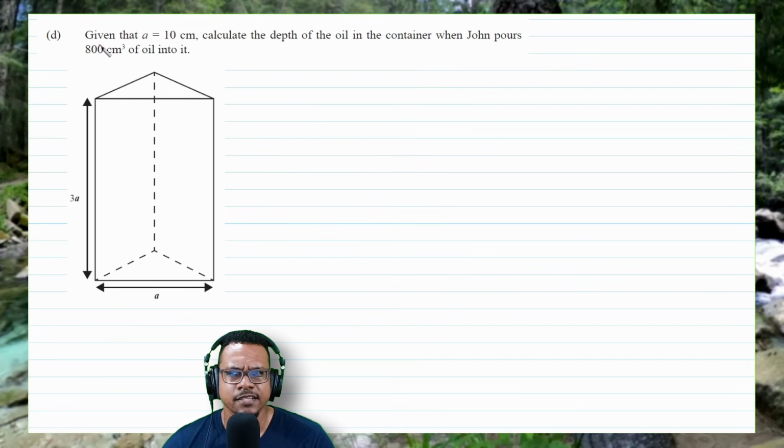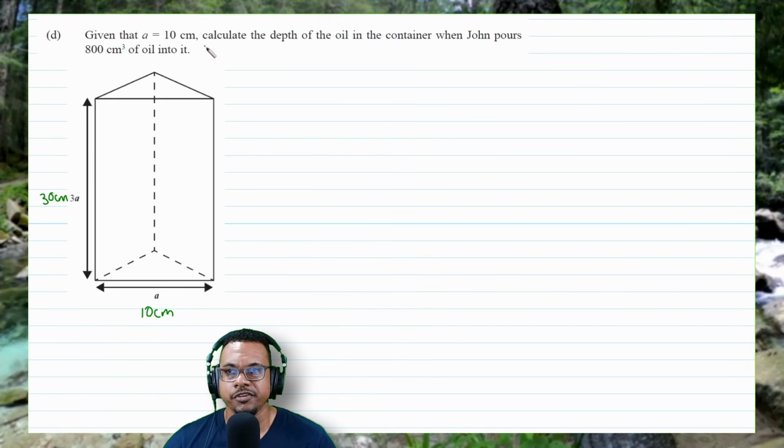So here we have part D, where we're given that a is 10 centimeters. That means this height here, 3a, is 3 by 10, because 3a means 3 by a. So that will be 30 centimeters. So the height of this triangular prism is 30 centimeters. And this a, which is the base of the cross section, the base of the triangle for the cross section, is 10 centimeters.